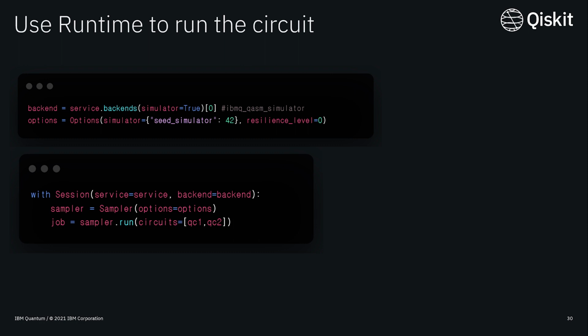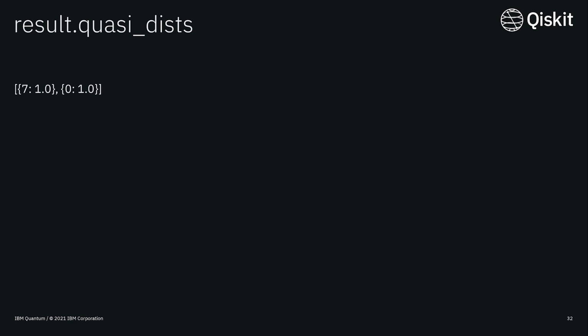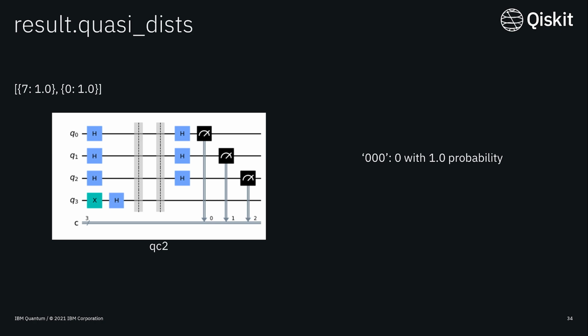Now we send the circuit using the session, and in this example we are using sampler as primitive. In the first line you set the service and backend, then set the option for sampler. For defining job, use run method with the circuit that you want to run. When you call the output using result, this data comes out. But if you want to see the result that we like, we will use result.quasi_dists. Now we can see what are the outputs and what are the probability for each result for each circuit. When we see here, we can see that result is 7 with probability of 1.0. As we expected, we get 0 with probability of 1.0 from 000 circuit.